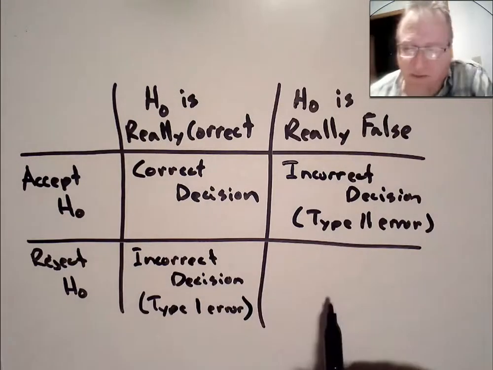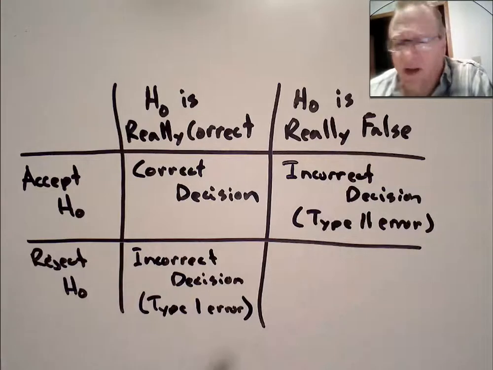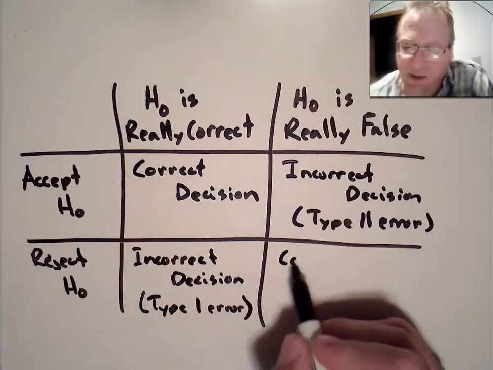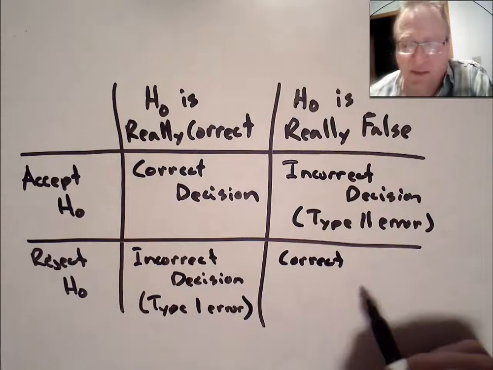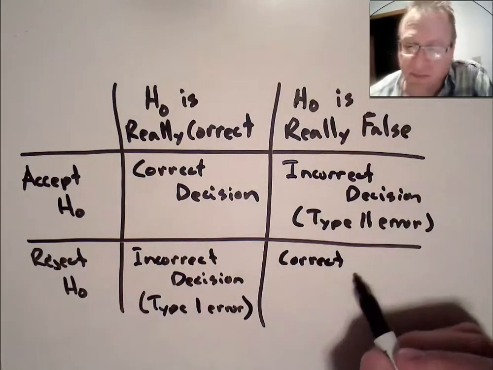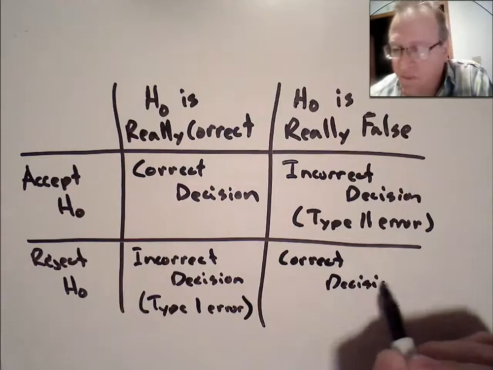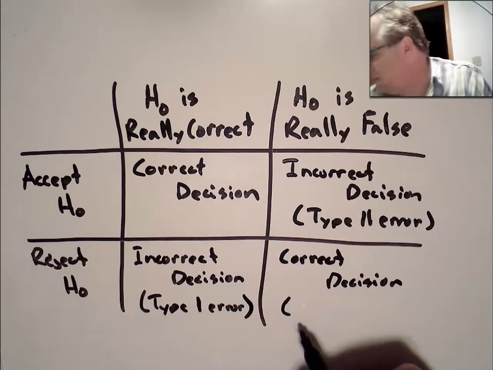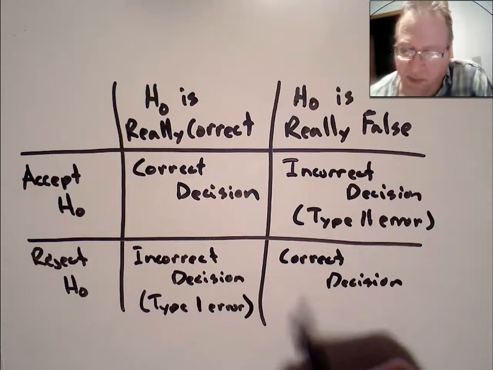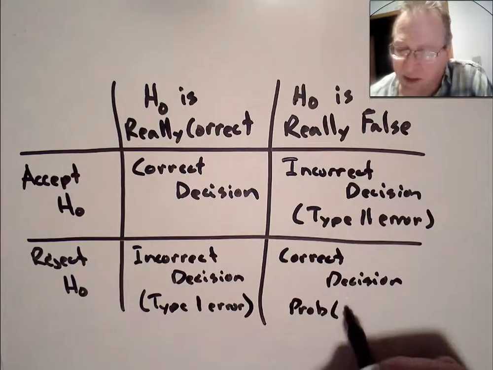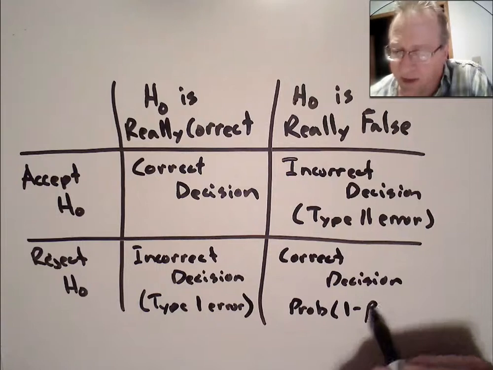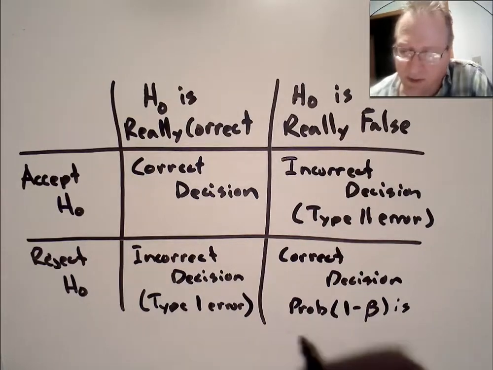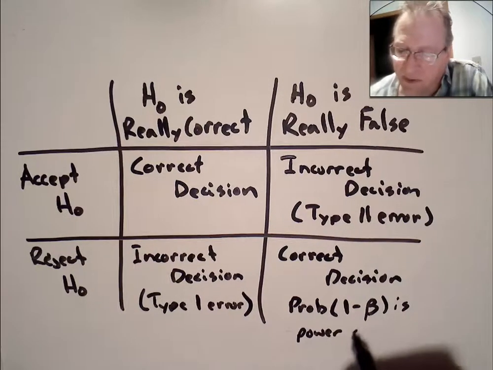Finally, the fourth quadrant here, the null hypothesis is truthfully false, and if we reject it, well, again, we've made the correct decision. We rejected it. We didn't know it, but it really truly was false. And we call this the power of the test. Or the probability, which we're not going to learn much about, 1 minus beta, is termed power of the test.